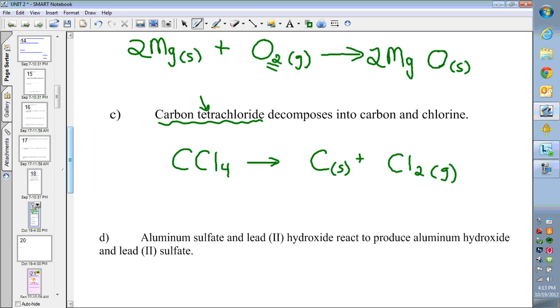Carbon's usually a solid. Carbon tetrachloride, well, the generalizations in your textbook tell you to assume molecular compounds are liquids at room temperature. However, it may not be a liquid, but if we just stick with the generalization and write that down, you could look it up later and find out if it's actually a liquid or not. But going with generalizations so that we can fill this out, this is what we were told, so that's what we'll do. So now, carbon tetrachloride, carbon, and chlorine gas. We just need to balance now.